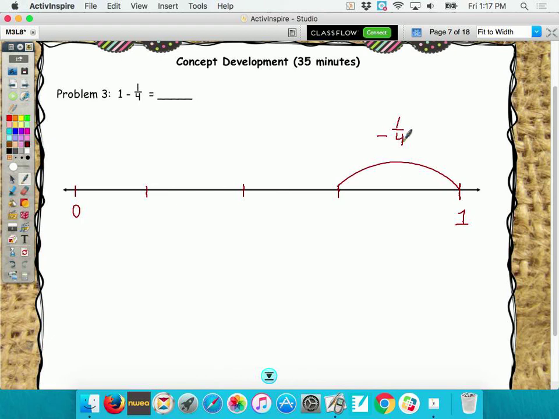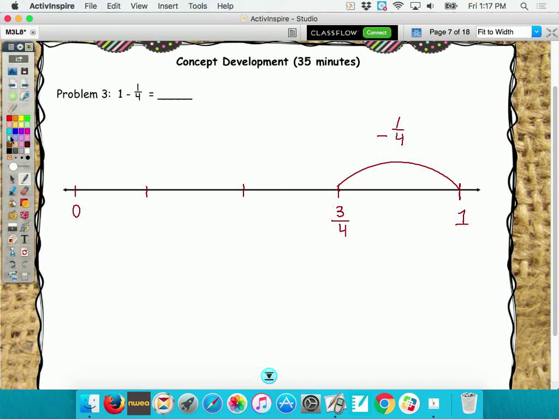Now there are a couple ways to think about the answer. I think it might have been Alice. She said, well, I'm just going to think about what makes 1 whole. 4/4 makes 1 whole. So in her mind, she's going to do 4/4 minus 1/4. 3/4, okay? I kind of look at the 4 and look at the 1, do a little subtraction problem. What's 4 minus 1? So that's how I know where I'm ending up.